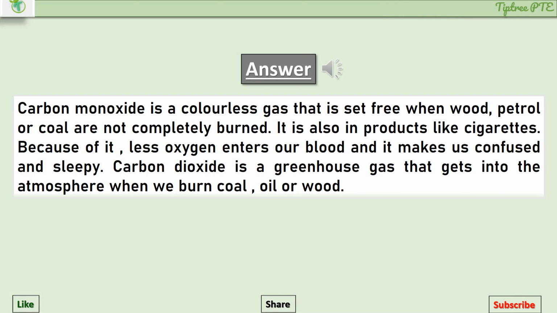Carbon monoxide is a colorless gas that is set free when wood, petrol or coal are not completely burned. It is also in products like cigarettes. Because of it, less oxygen enters our blood and it makes us confused and sleepy. Carbon dioxide is a greenhouse gas that gets into the atmosphere when we burn coal, oil or wood.